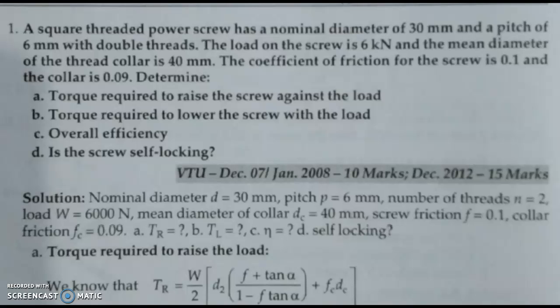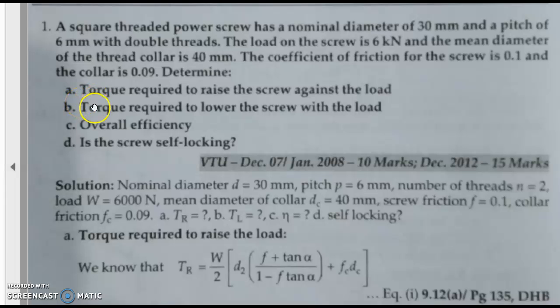Okay. Now we can discuss the given data. What are the given data? Nominal diameter is given as 30 mm, pitch is given as 6 mm. Then the number of threads: in this question it is given that it is a double thread, so we can write it as n is equal to 2.